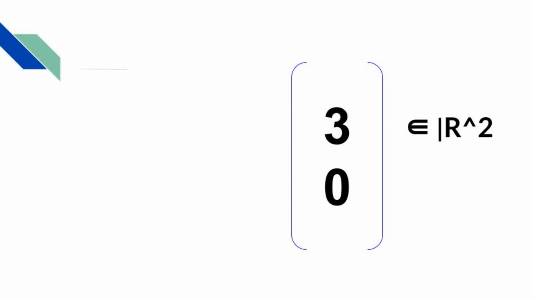We say that a 2-dimensional vector is an element of the 2-dimensional real coordinate space. This is represented by an R with a vertical bar to its left, to the power of 2. The 2-dimensional real coordinate space represents all possible ordered lists of real numbers, where the list is a size of 2.